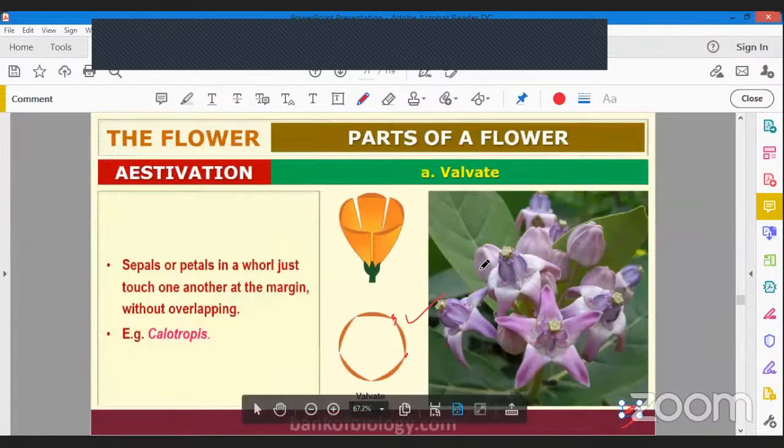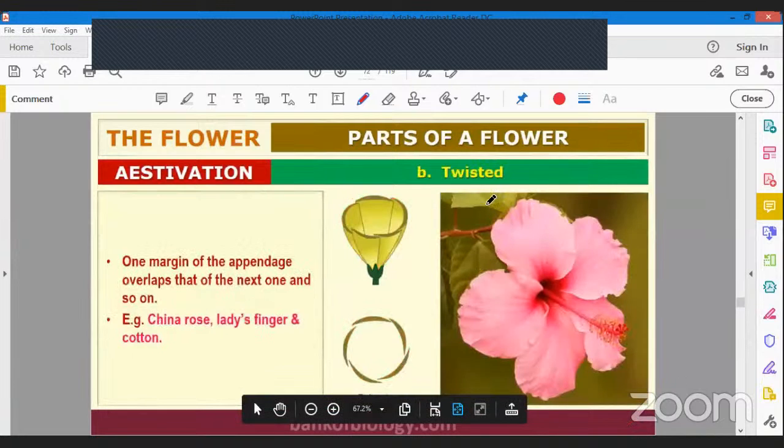Done. So now we go to the next one, twisted. So here one margin of an appendage will overlap with the next one. A petal will overlap with the next one, the tip. So one tip is inside, one tip is outside. That is for all of them. Okay. Example, China rose, lady's finger, and cotton. Take it down.